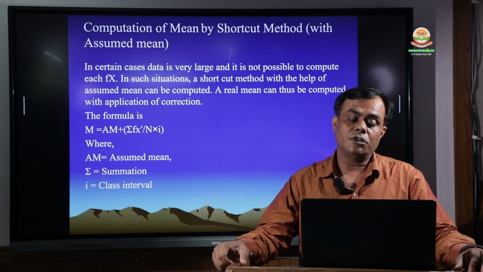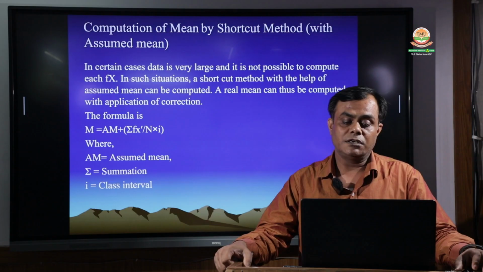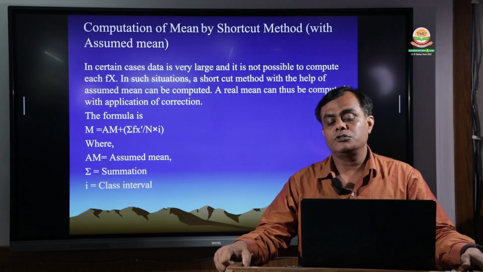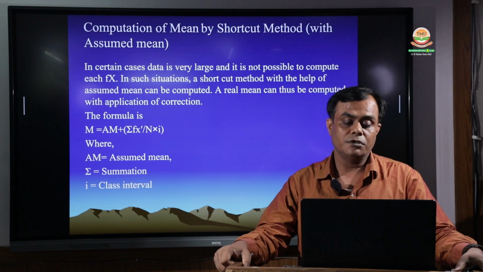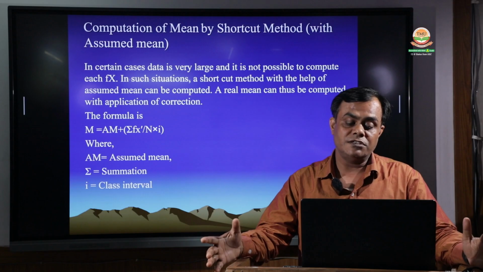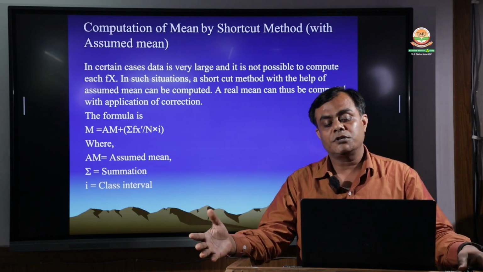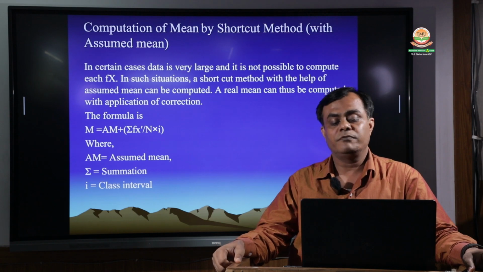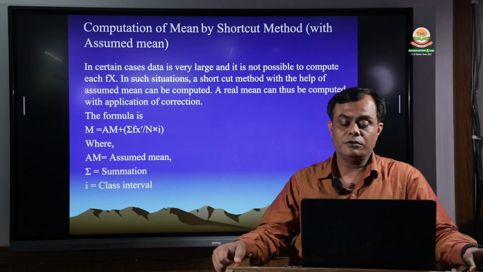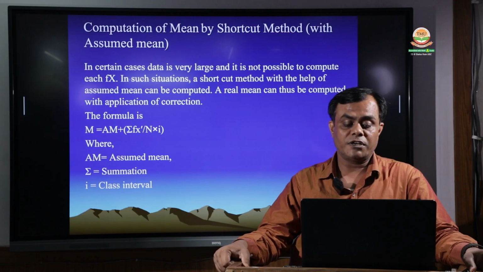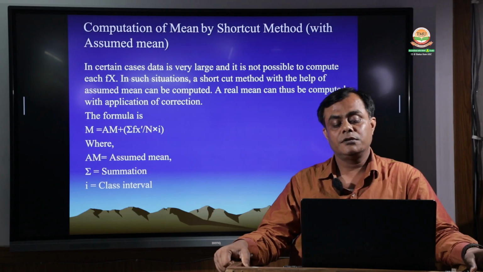In the shortcut method of calculating the mean value, in certain cases the data is very large and it is not possible to compute each fx. If the data size is very large, it is very tough to calculate fx. In such a situation, the shortcut method helps by assuming the mean that we are computing, so the mean can be computed correctly for the application.